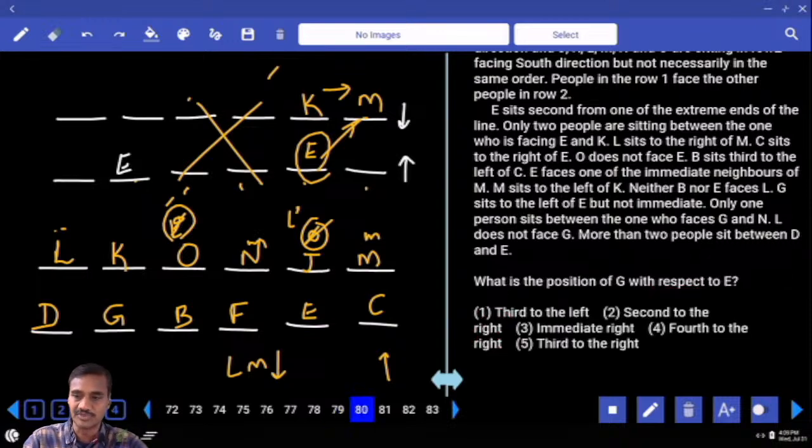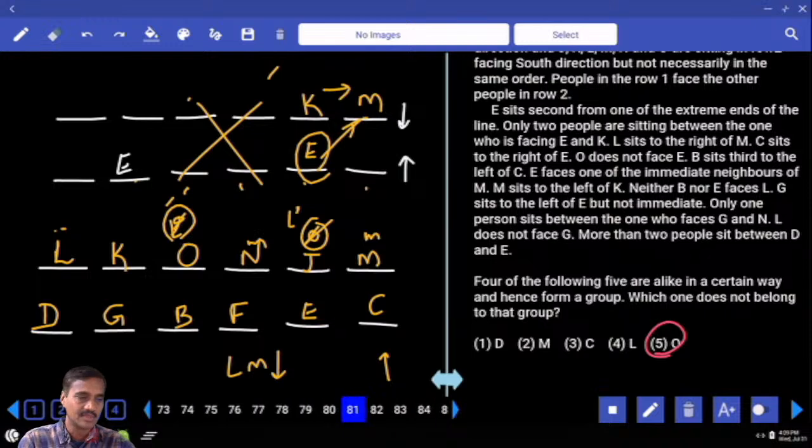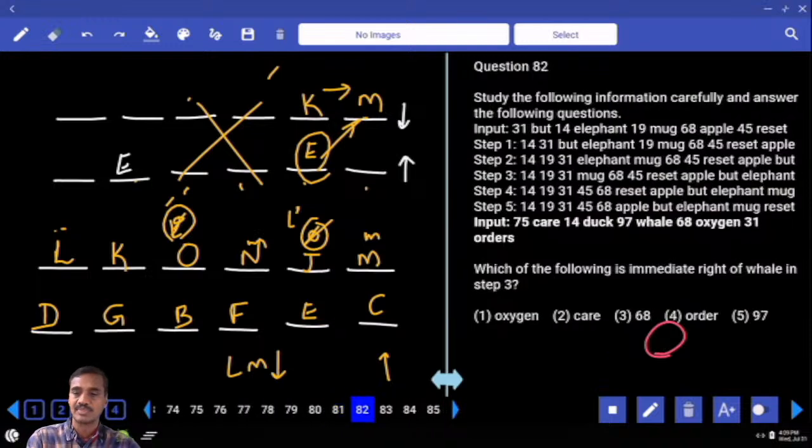And 80. What is the position of G with respect to E? Now 1, 2, 3, third to the left. Third to the left is given in choice 1, question number 80. And 81, odd one out. DMCL. Now DMCL except O, the remaining persons are at the corners, O is at the center. 81, choice 5. Then 82 to 86.